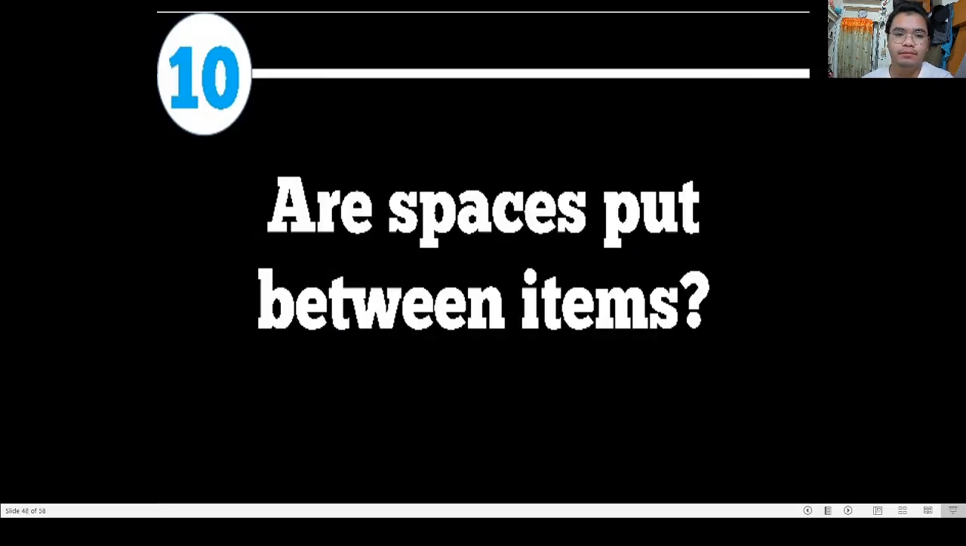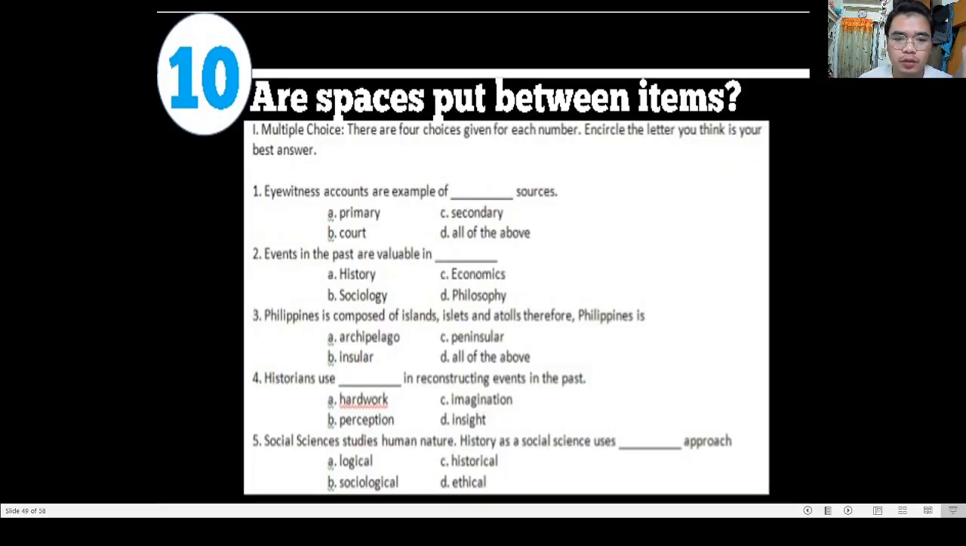And last but not the least, it's not internal to the item already, the multiple choice item, but this is on how we encode our multiple choice test. Let's not put the items too close together, for example number 1, number 2, number 3. It looks better when there is space in between each item.